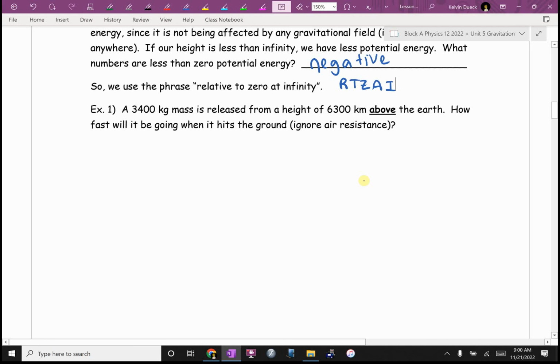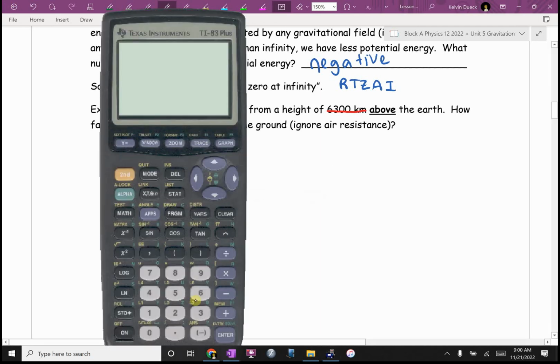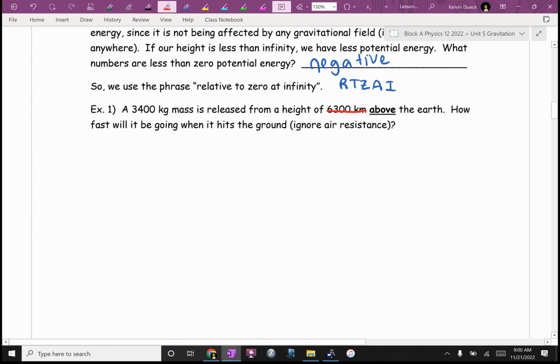Example 1. A mass is released from a height of 6,300 kilometers. Multiply 6,300 kilometers by 1,000: 6.3 times 10 to the 6 meters. And what word did I underline right next to it? That's not a radius, so I'm not going to use that. I'll have to adjust it. How fast will it be going when it hits the ground if we ignore air resistance?